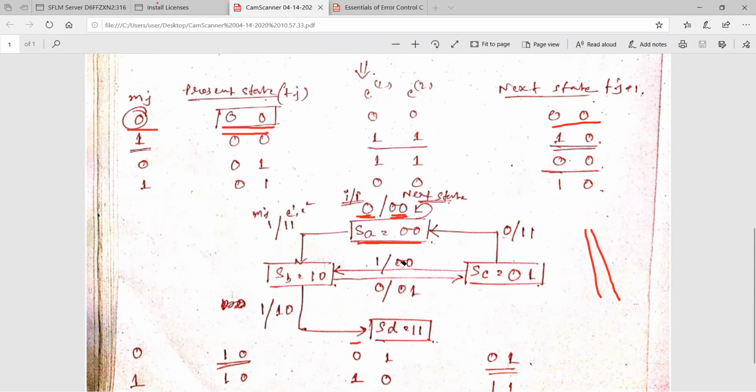Okay, now similarly, you can follow that when the present state is 0 0, and I'm feeding the message as 1, a 1 bit. So when I'm giving the message bit as 1, I'm getting C1J as 1 and C2J as 1. How? Because C1J is basically M XOR with S2, so 1 XOR 0 is 1, and C2 is basically the XOR of 3 elements. That means 1 XOR 0 is 1 and 1 XOR 0 is 1. So we are getting both C1J and C2J as 1 1.